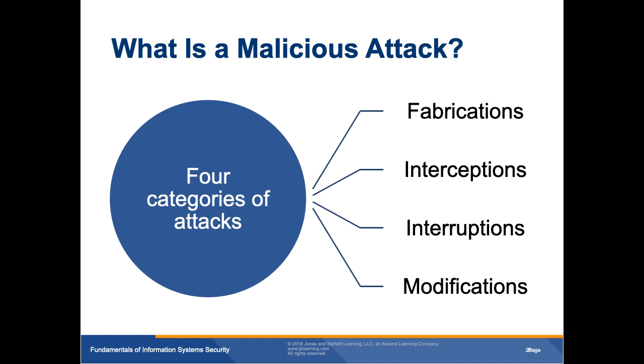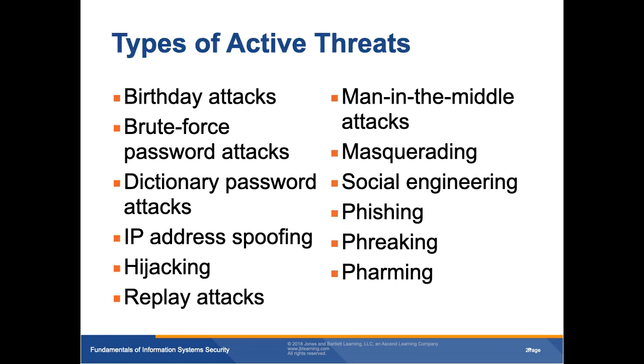Okay, so what is a malicious attack? There are four categories according to the book. Fabrications involve the creation of some deception in order to trick unsuspecting users. Interceptions involve eavesdropping on transmissions and redirecting them for unauthorized use. Interruptions cause a break in the communications channel, which blocks the transmission of data. Modification is the alteration of data contained in the transmission or files. And these are types of active threats.